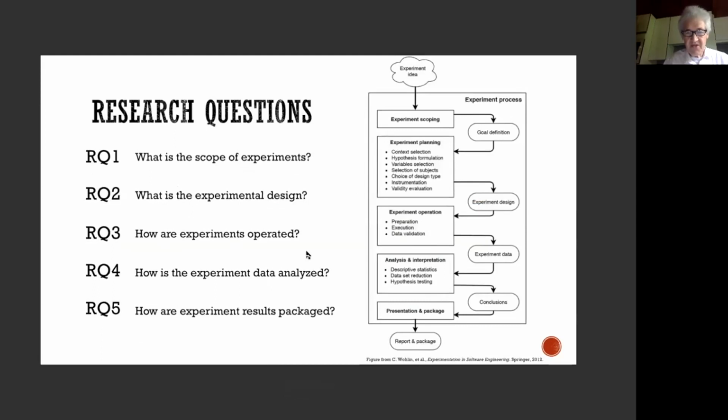Now, to get insight into these evaluations, we defined five research questions, and these research questions are based on a well-established experimental process that has been described in Claes Wohlin's book on experimentation in software engineering. So we zoom into these questions first on the scope of experiments, then the design, how experiments are operated, how the data is analyzed, and finally, how the results are packaged.